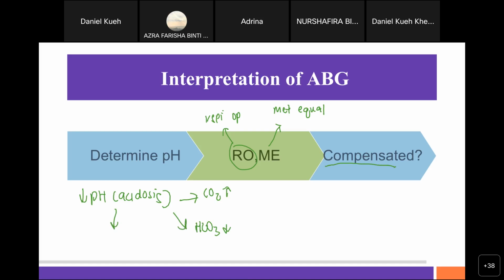If it's partially compensated, there is a change of your bicarbonate ion. If it is a metabolic acidosis, there is a change to your carbon dioxide. Because if you have a respiratory problem, of course, your respiratory cannot compensate. You have to use your kidney to compensate. But if your kidney is having a problem, your kidney cannot compensate. You use your lung to compensate, like that. Do you guys understand this part?